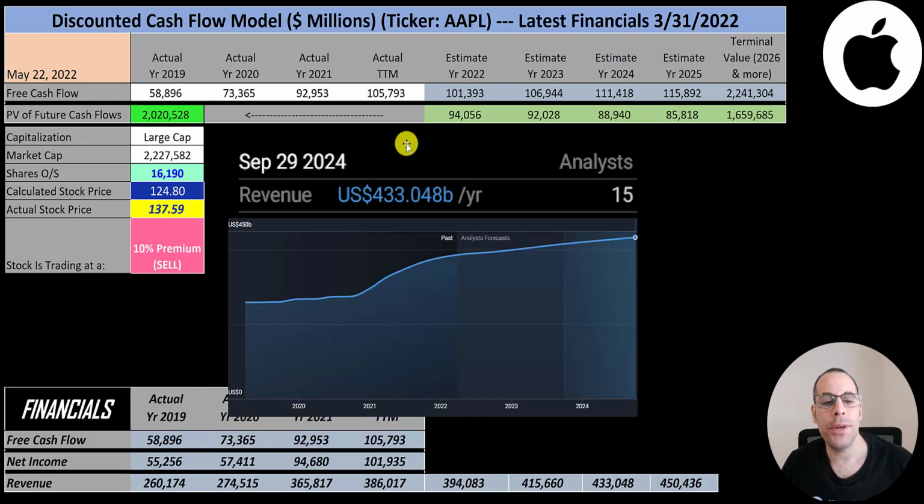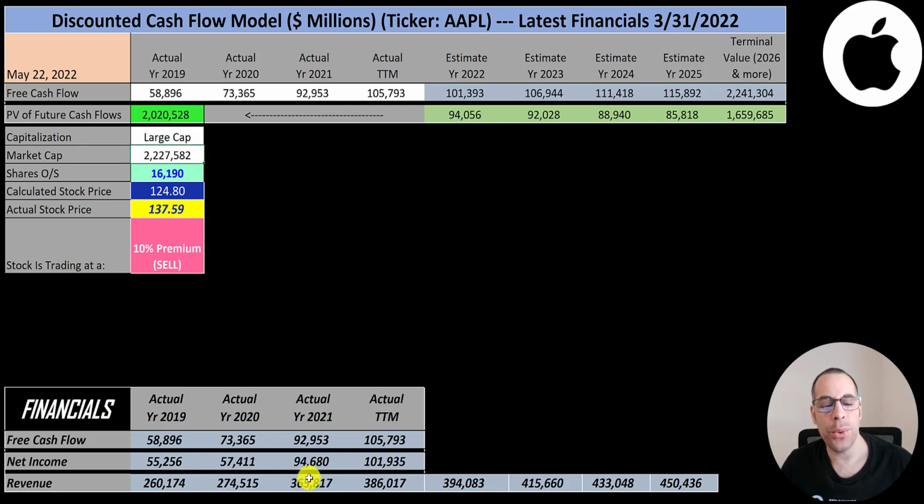The company's revenue target in 2024 is $433 billion. In 2023, it's $416 billion. In 2022, it's $394 billion. And I continued this growth into 2025, and I got $450 billion of revenue. That's how I got their future revenue estimates. They convert on average 26% of their revenue into free cash flow, so I multiplied their future revenue estimates by 26%. That's how I got their future free cash flows.